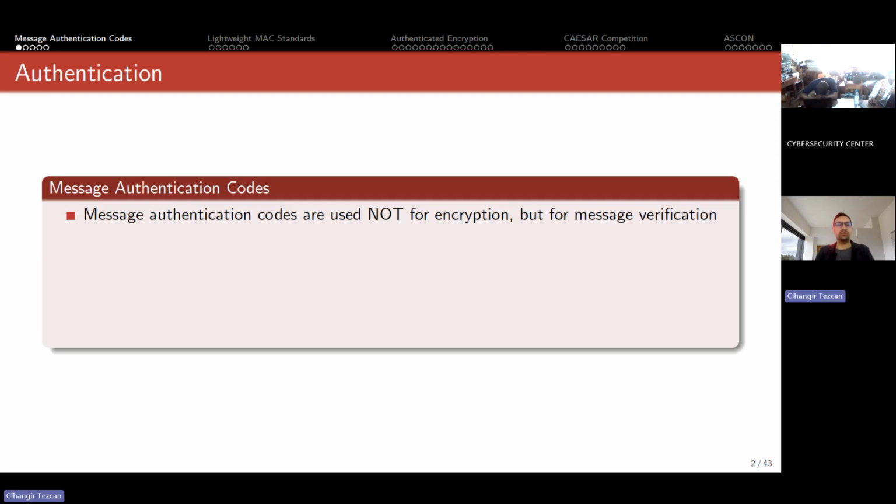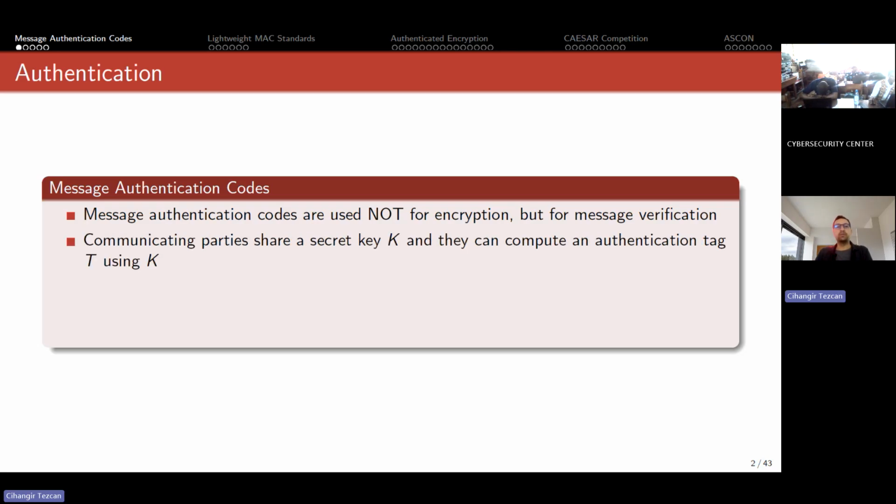So we start with message authentication codes. Message authentication codes are not used for encryption. Okay, this is important. It is used for message verification. So communicating parties share a secret key K and then compute an authentication tag T using the secret key. Sender computes T and sends it with the message. So when I'm sending you a message, I'm also sending a small tag. Okay, so you receive the message and the tag.